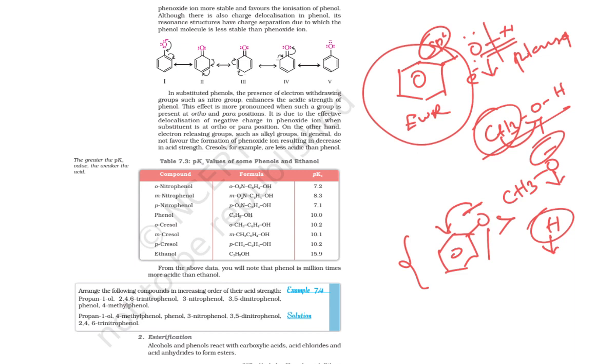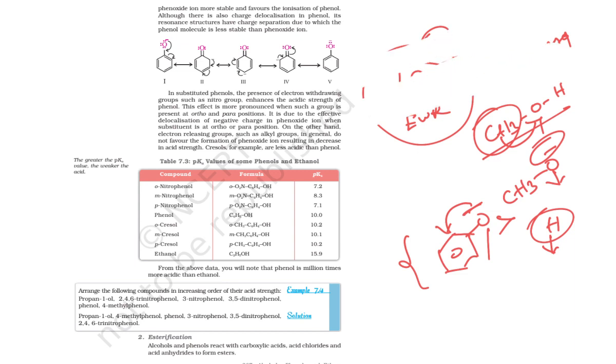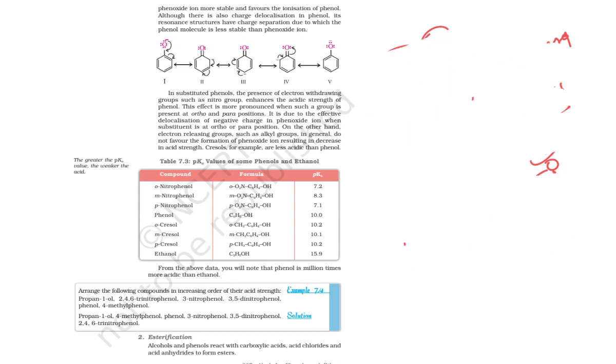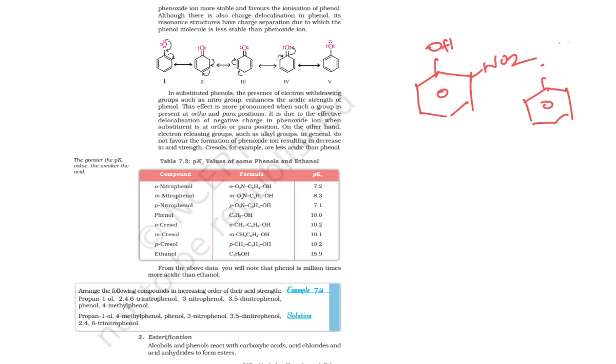So we will compare some of the examples which are given here. If I am taking phenol, in that I am substituting an electron releasing group or an electron withdrawing group. So this is your phenol, in that I am substituting the electron withdrawing group, and as well I am substituting your electron releasing group.